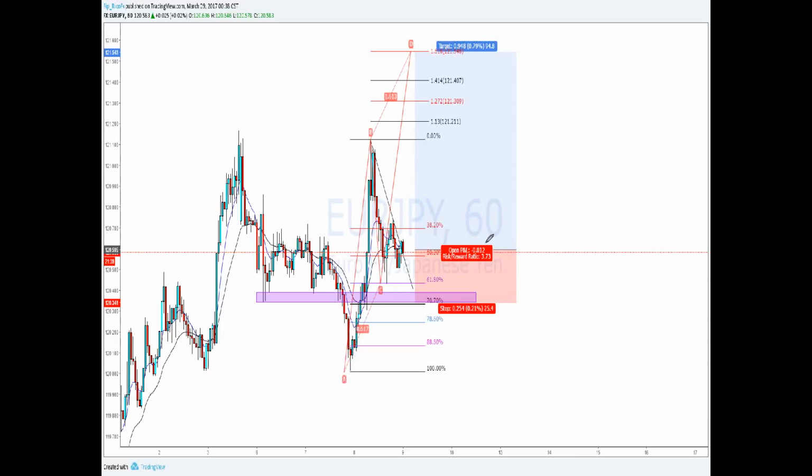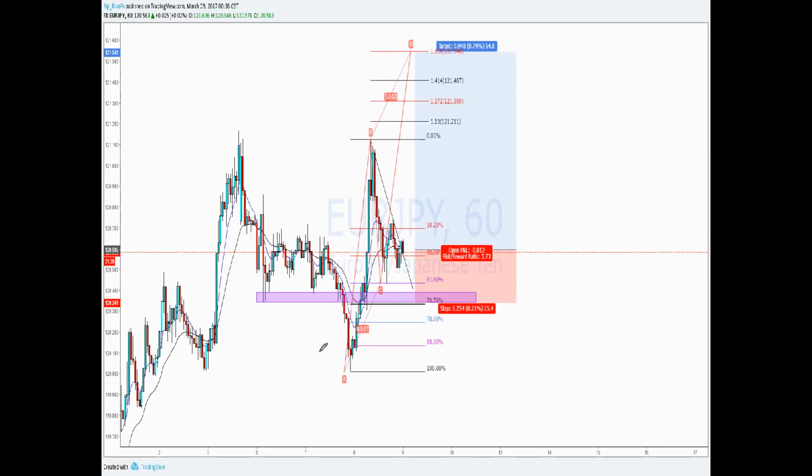No, I don't use it that often, but I do use it. But the thing is that it's so shallow, I don't really trust it as much as a 38.2. Okay, so for Fibonacci, you need to understand, guys, you can't use it unless you have an obvious move, an obvious up move or down move, right?